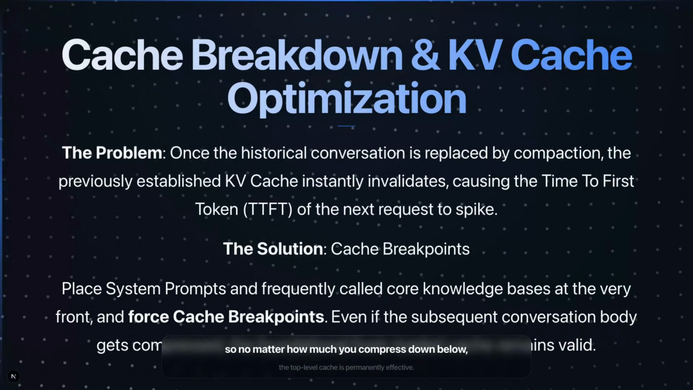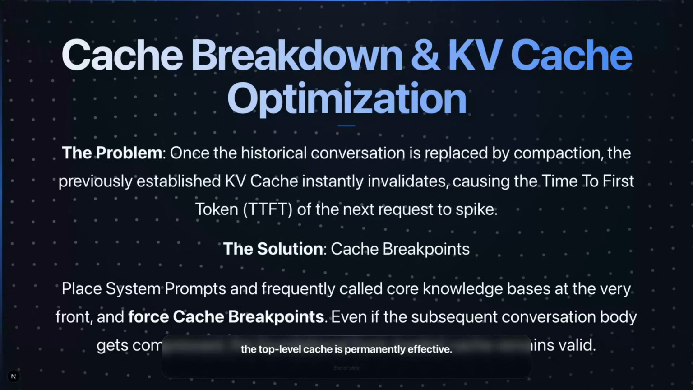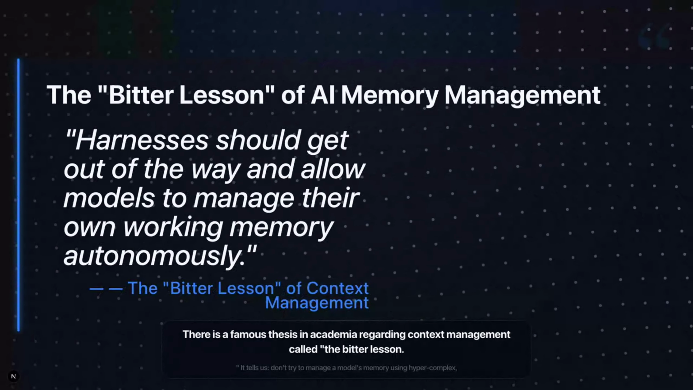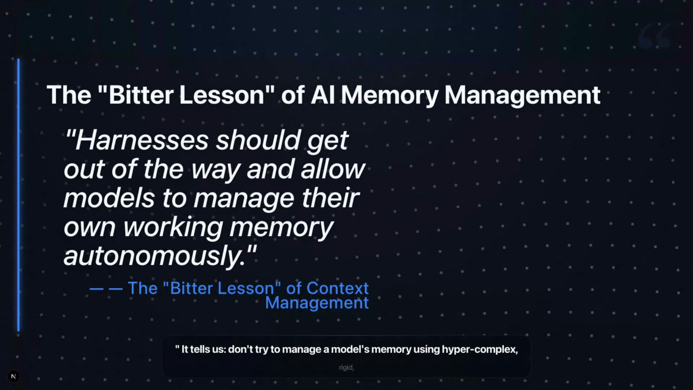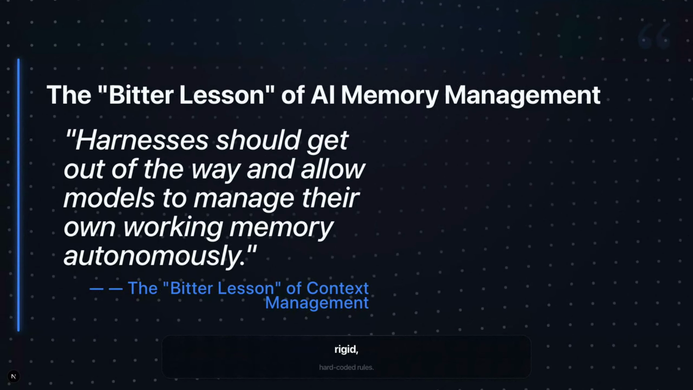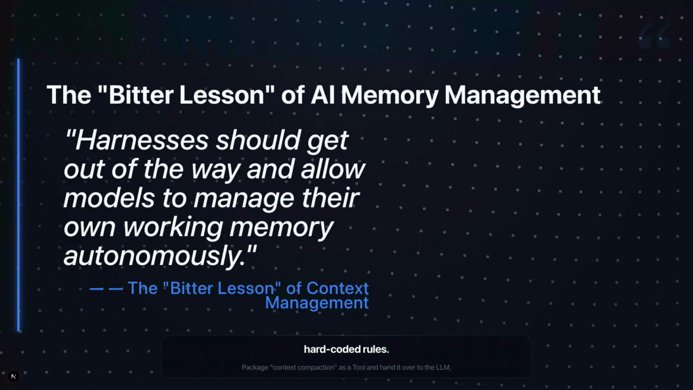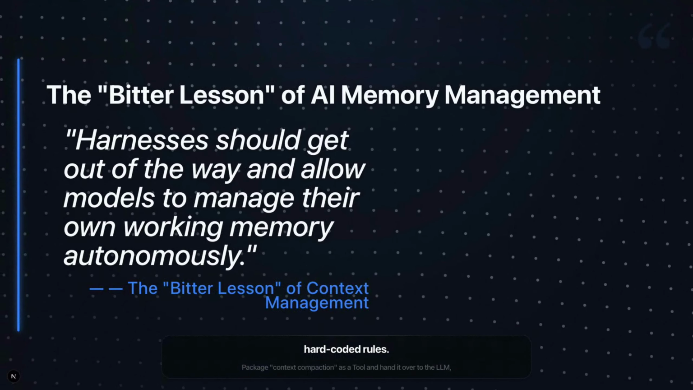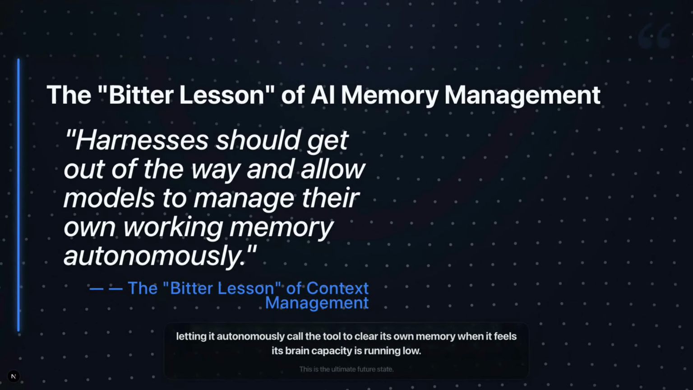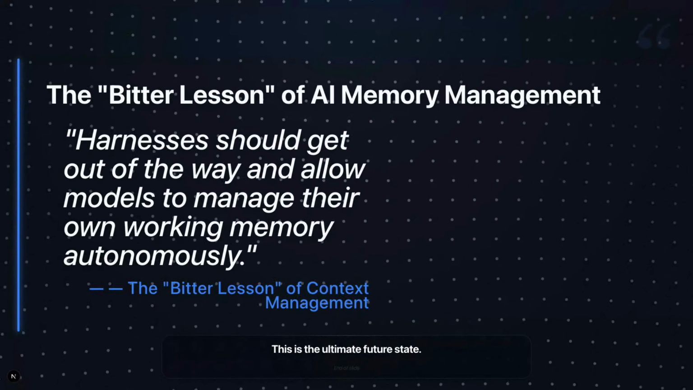There is a famous thesis in academia regarding context management called the bitter lesson. It tells us don't try to manage a model's memory using hyper-complex, rigid, hard-coded rules. Package context compaction as a tool and hand it over to the LLM, letting it autonomously call the tool to clear its own memory when it feels its brain capacity is running low. This is the ultimate future state. Finally, let's look at the future from where we stand today.